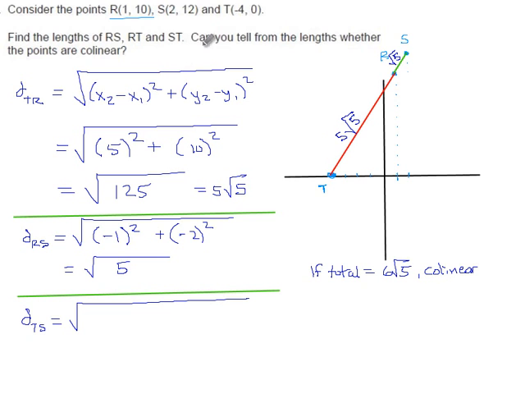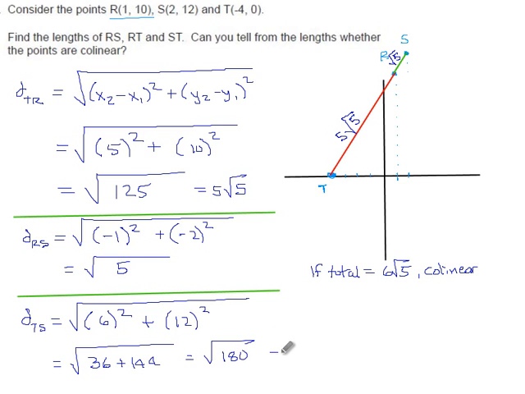TS is, between these 2 points now, from 2 to negative 4. 2 minus negative 4 is 6 squared. And from 12 down to 0 is 12 squared. That's root 36 plus 144, which is the square root of 180, which breaks up to root 36 root 5, which is, hey, look at that, 6 root 5. So, yes, these points are all collinear as proven from the lengths.